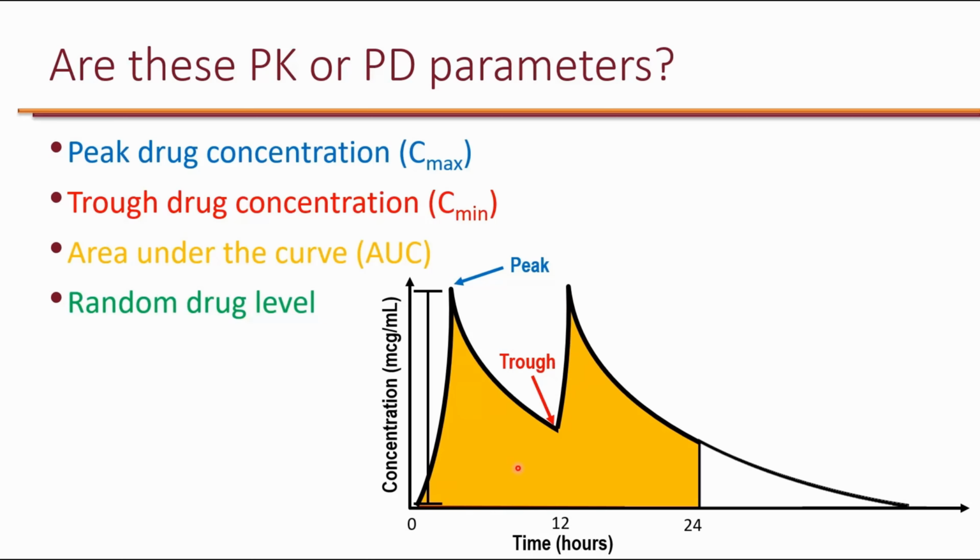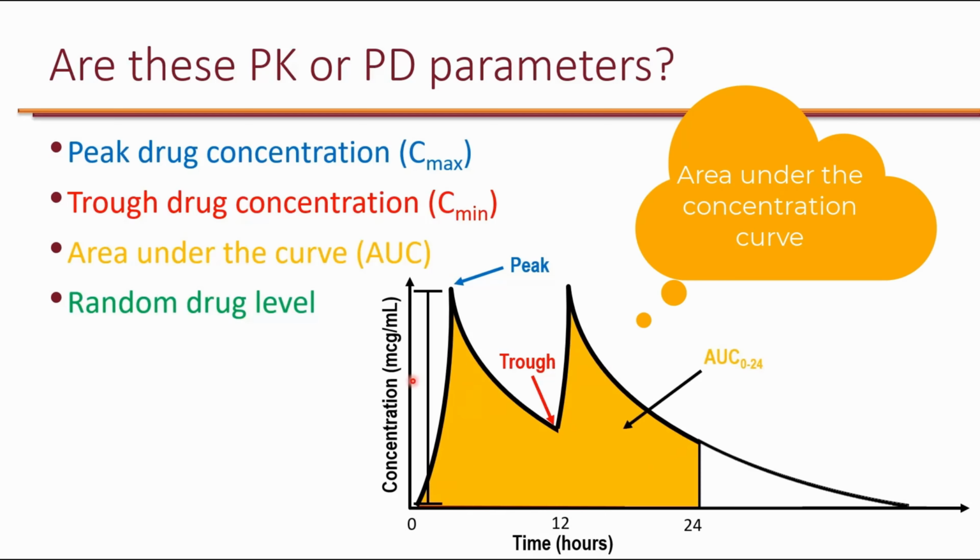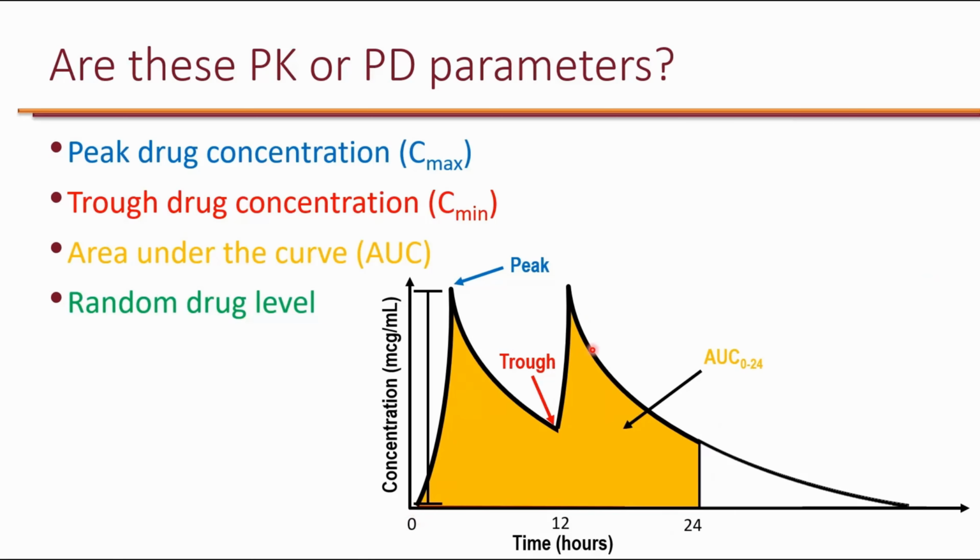There's also the concept of area under the curve, which is all the shaded area here, for a 24-hour period. So it doesn't matter how frequently you give the dose, the AUC is often from time 0 to 24 hours. If this drug was given once a day, you would only have one of these over 24 hours. If this drug was given every 8 hours, then you would have 3 of these peaks. But regardless, AUC is the area under the curve for a 24-hour period. And of course, you could get the level at any time between peak and trough, and that would be considered a random level.